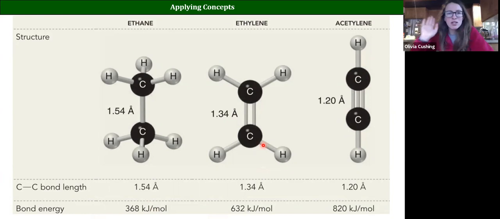Can I ask a question? Please. As we get from a single to a double to a triple, the bond strength increases. But that graph you showed us on Tuesday, I think, didn't it say that at a certain point when they get too close, something happens? Am I on the right track?